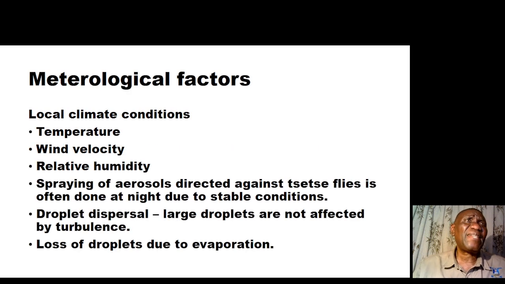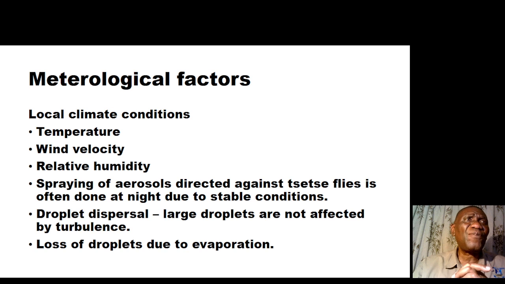What are the meteorological factors of importance? Local climate conditions, things like temperature. You know, water can evaporate. We can easily lose some of our droplets due to evaporation. Wind velocity can cause a drift. Relative humidity can minimize evaporation, so we can retain some of our droplets which can finally reach the target. So during high humidity conditions, probably these could be the best environmental conditions for spraying.